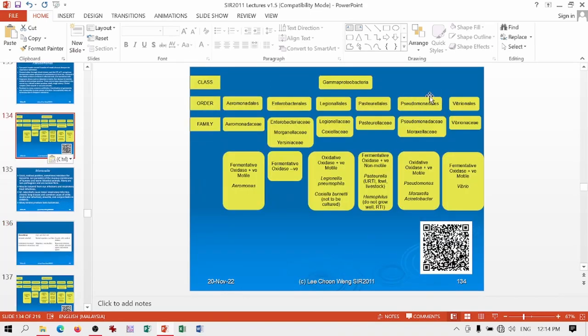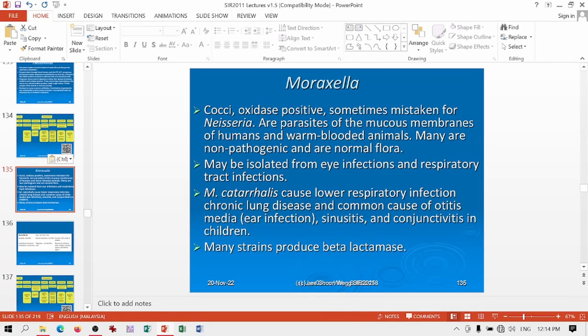In the order Pseudomonadales, we also have the family Moraxellaceae and the genera Moraxella and Acinetobacter. These are also important pathogens. So for Moraxella, it is cocci, oxidase positive, and sometimes mistaken for Neisseria. So they are parasites of the mucous membrane of humans and warm-blooded animals. Most are non-pathogenic and normal flora. However, they can sometimes cause eye infections and respiratory tract infections.